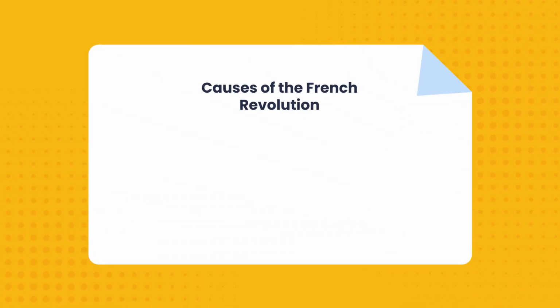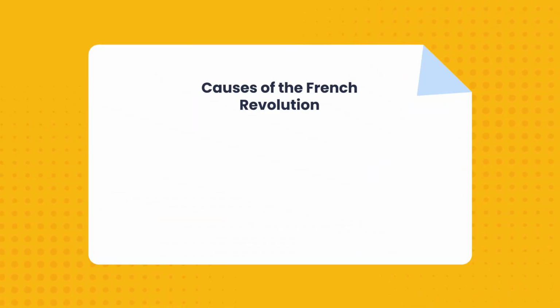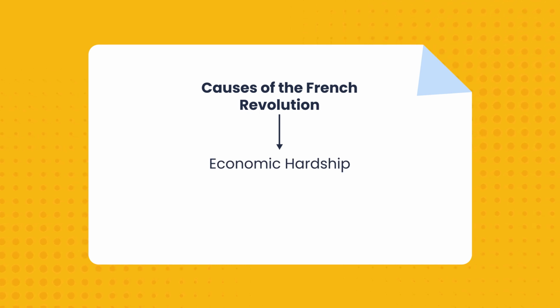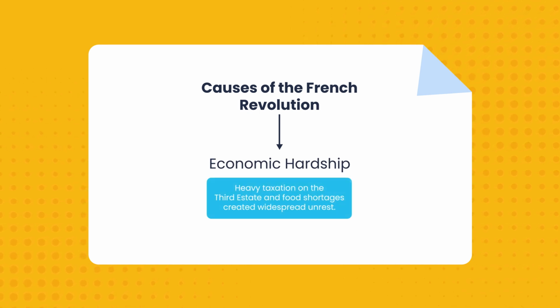For example, if your concept map is about the causes of the French Revolution in modern history, don't just write economic hardship as a topic. Go further by adding a small note explaining how heavy taxation on the Third Estate and food shortages created widespread unrest. This visual representation of the example will make the cause and effect relationship much clearer.